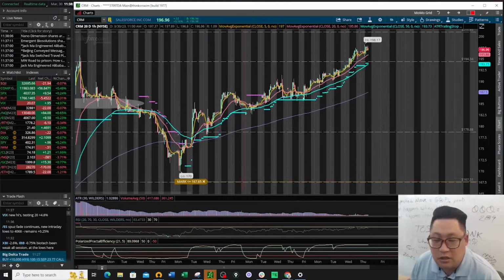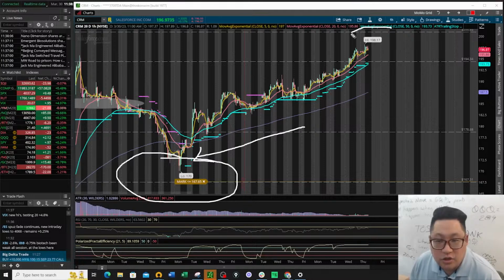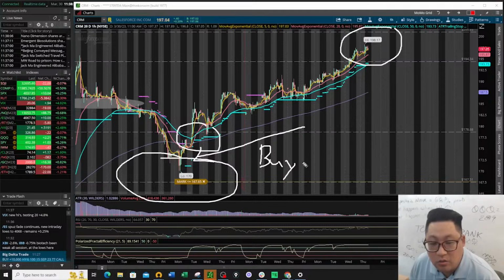The idea here, if you notice, is that this was closer to the bottom of the chart. As you can see, we are now trading towards the higher portion of the chart. So this is a situation where we get these crossovers where we are looking to buy low and looking to sell high.